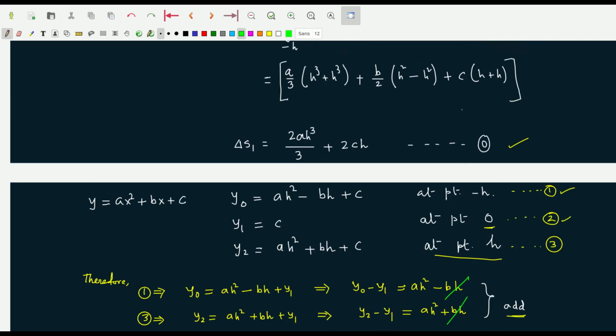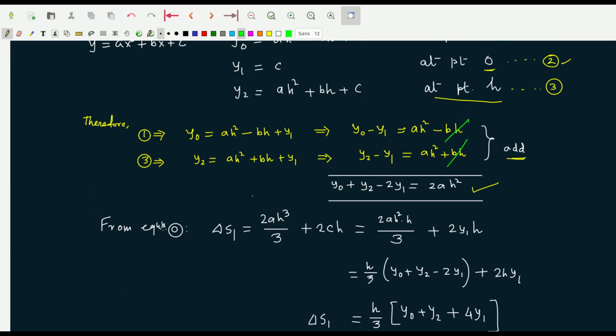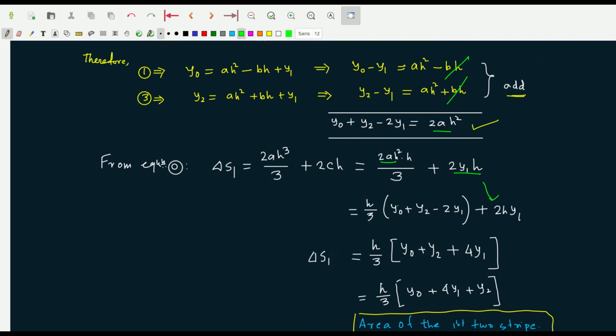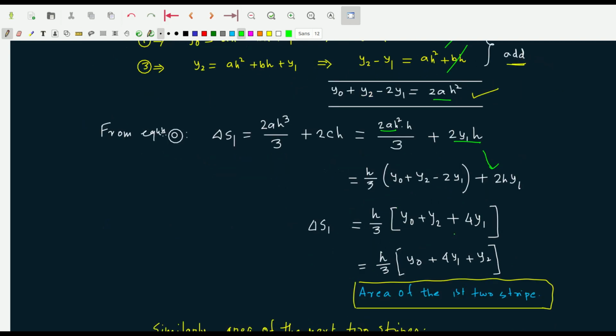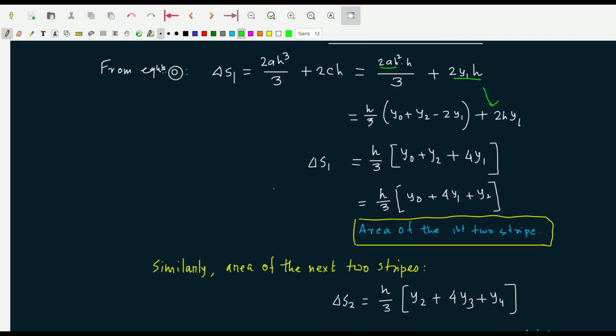And from equation 0 we can say delta s1 is 2a h cube by 3 plus 2ch, and after putting 2h square here, we will get h by 3 times y0 plus y2 minus 2y1, and here is 2y1 times h, as simple as that. After just simple transposing, we will get the area of the first pair of strips, that is delta s1, equal to h by 3 times y0 plus 4y1 plus y2.